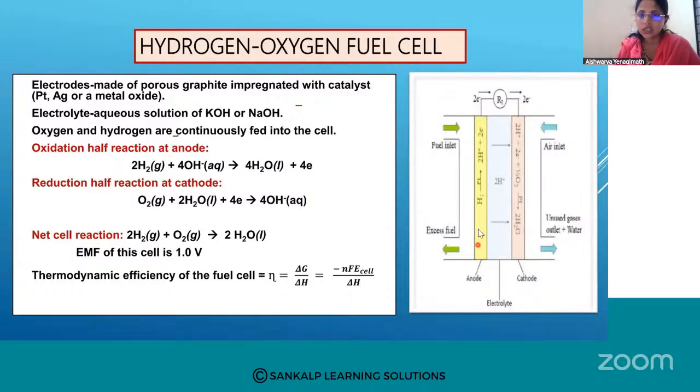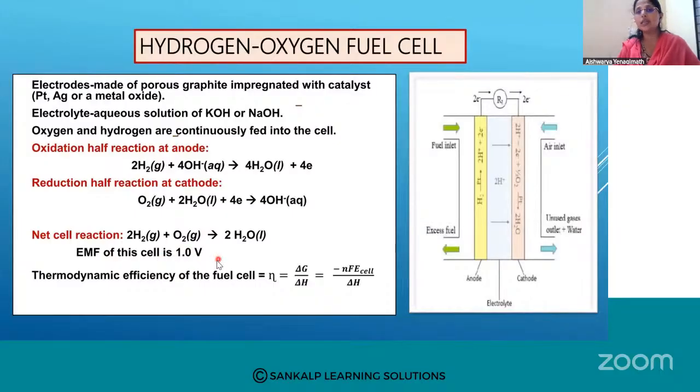At anode oxidation takes place, anox. So oxidation half reaction is 2H2 plus 4OH minus gives 4H2O. 4 electrons are being lost. Reduction half cell occurs at cathode. So O2 plus 2H2O plus 4 electrons gives 4OH minus. Overall reaction, we will write formation of water actually. So 2H2 plus O2 gives 2H2O. This is the overall net reaction.